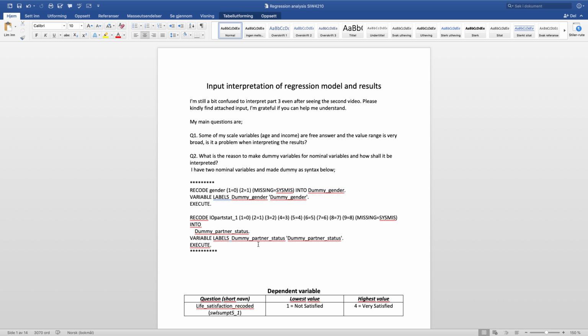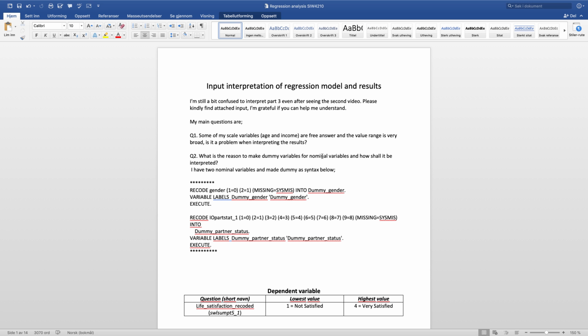That's why I say that we often use ordinal variables, but we say they are almost at the interval level. So we break that assumption, but we do it anyway because we are aware of the fact that we are doing so. We say that ordinal variables are almost at the interval level, but we cannot say that about nominal variables. They are nominal.